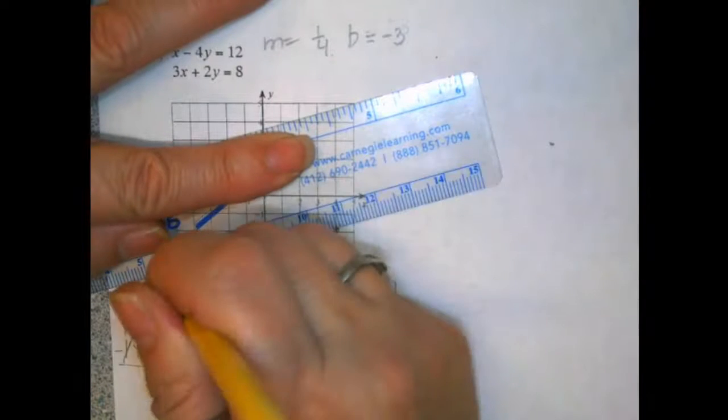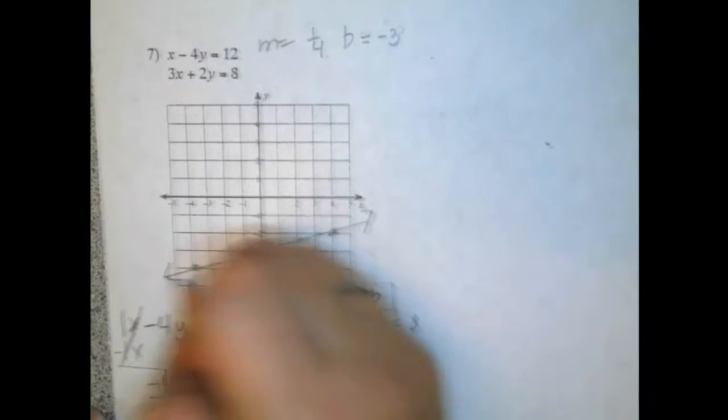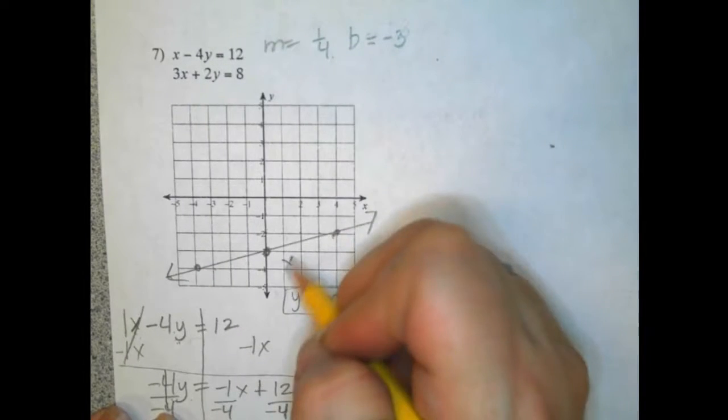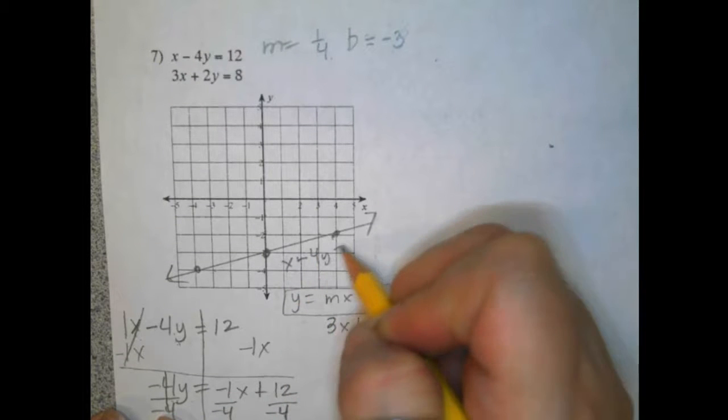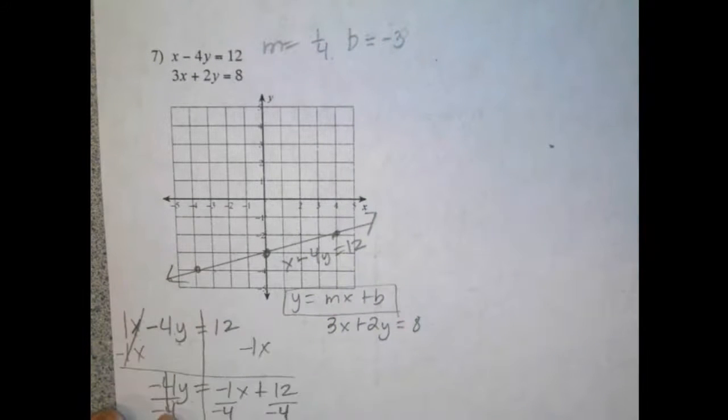And I'm going to draw that line. And then label it x minus 4y equals 12. That's the line of that equation.